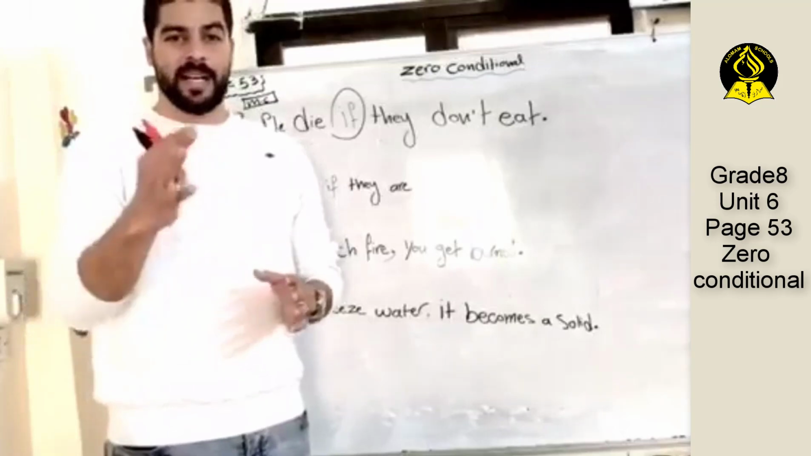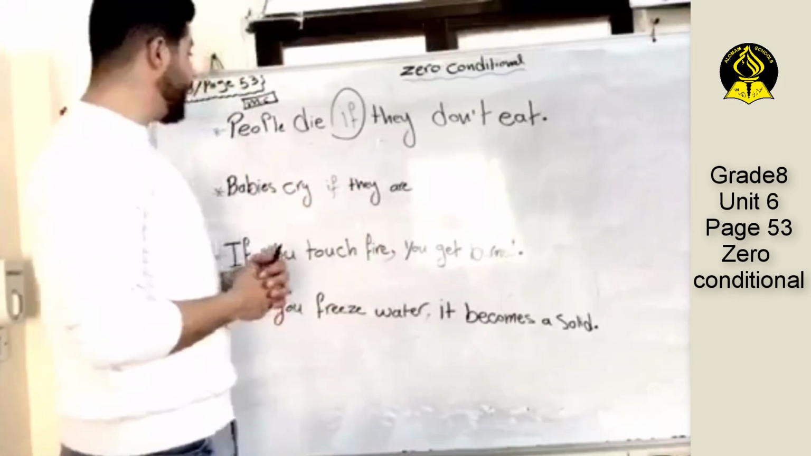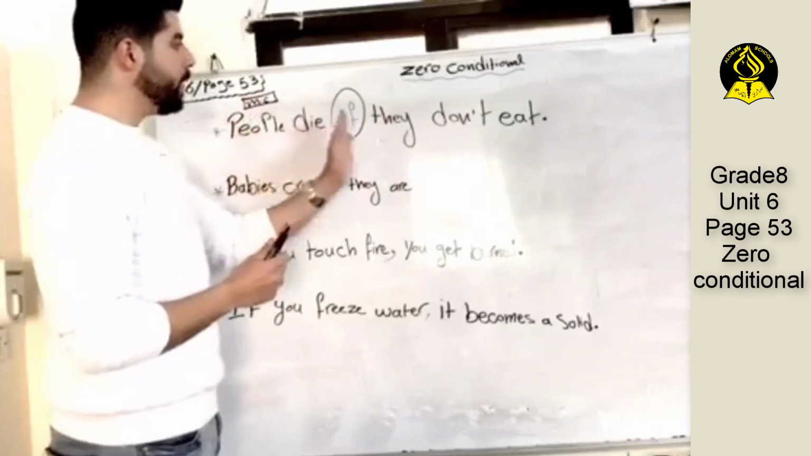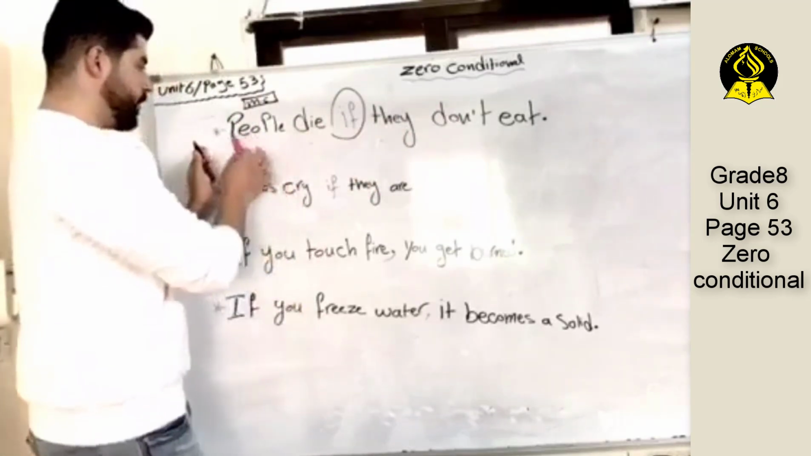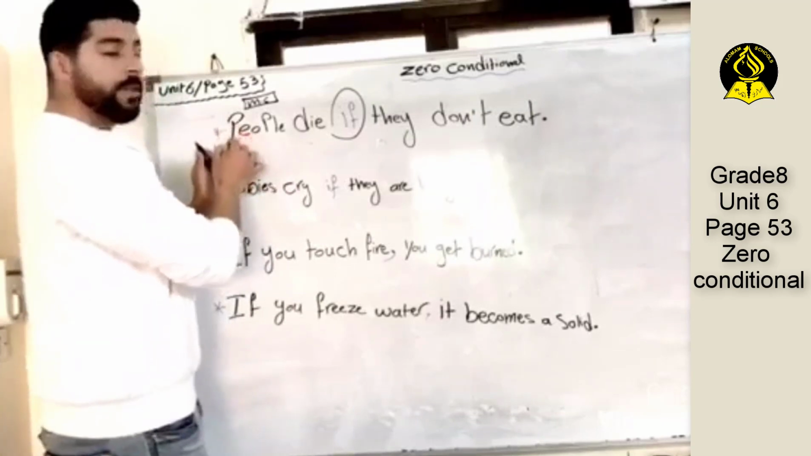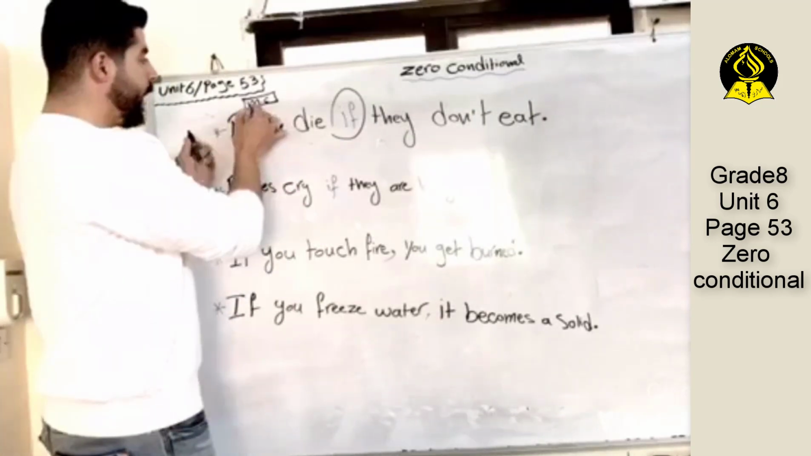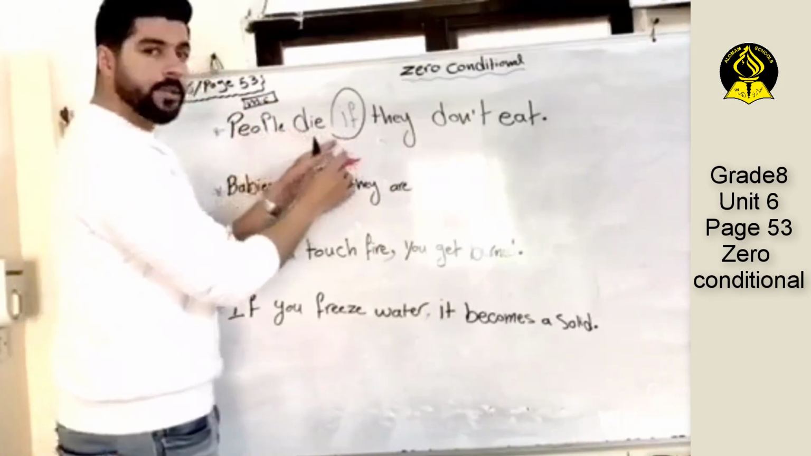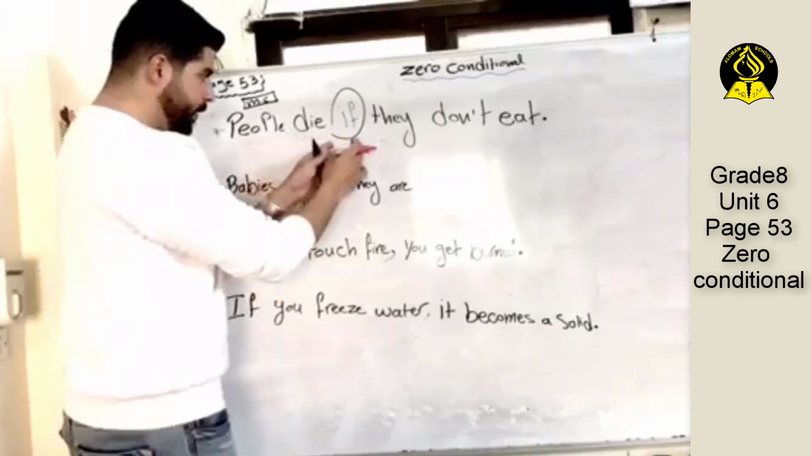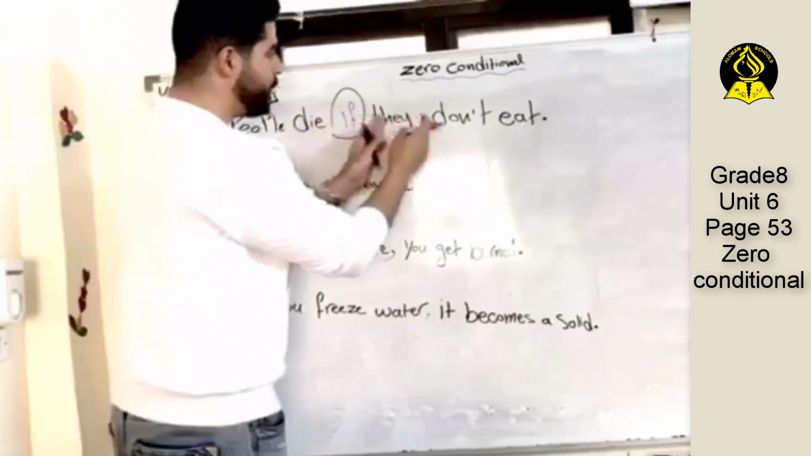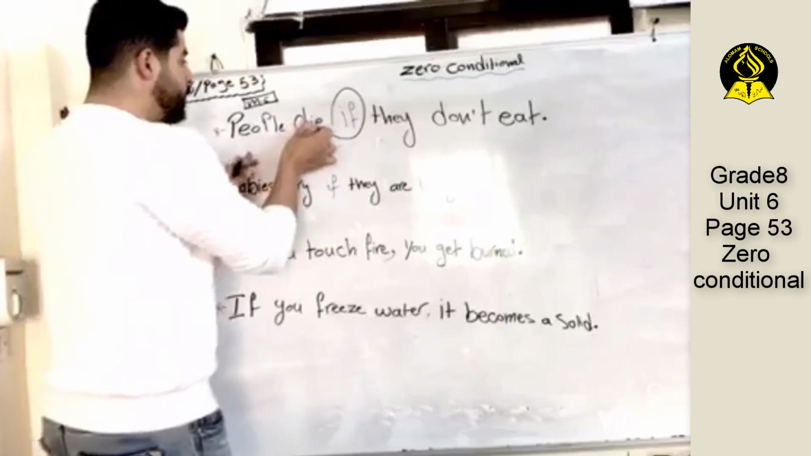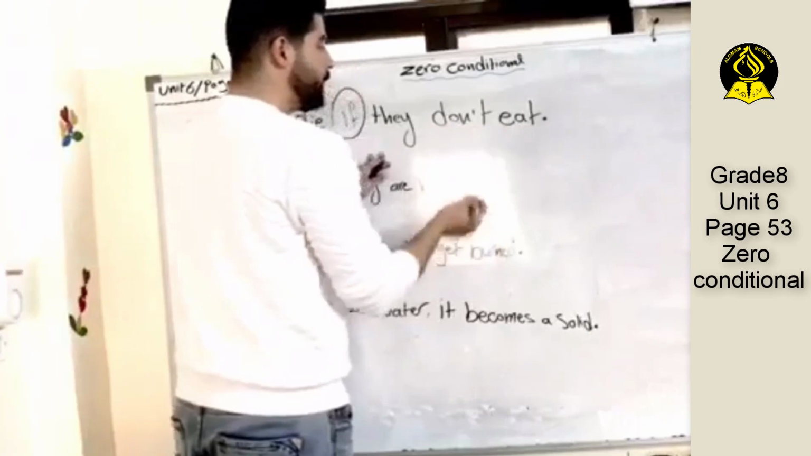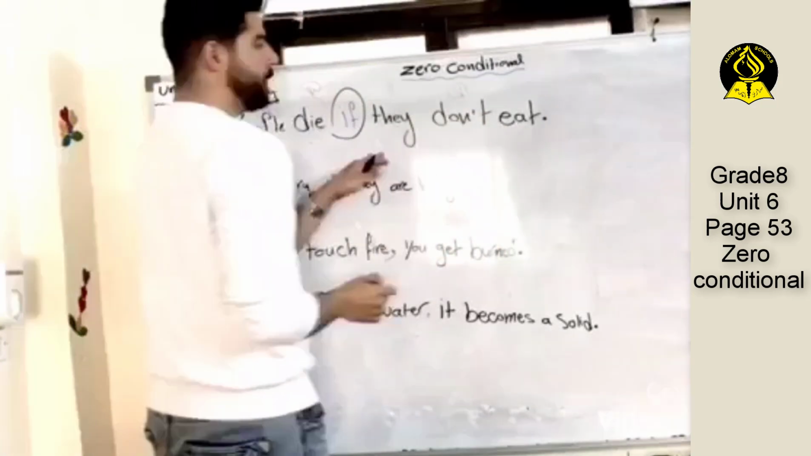Okay, my dear students, now let's discuss some examples. Okay, the first one. People die if they don't eat. So, look at the sentence. The sentence starts with what? The sentence starts with the main clause. So we didn't use a comma. People die if they don't eat. Okay, look here. We used verb 1, present simple, and also what? Don't eat, verb 1. Okay?